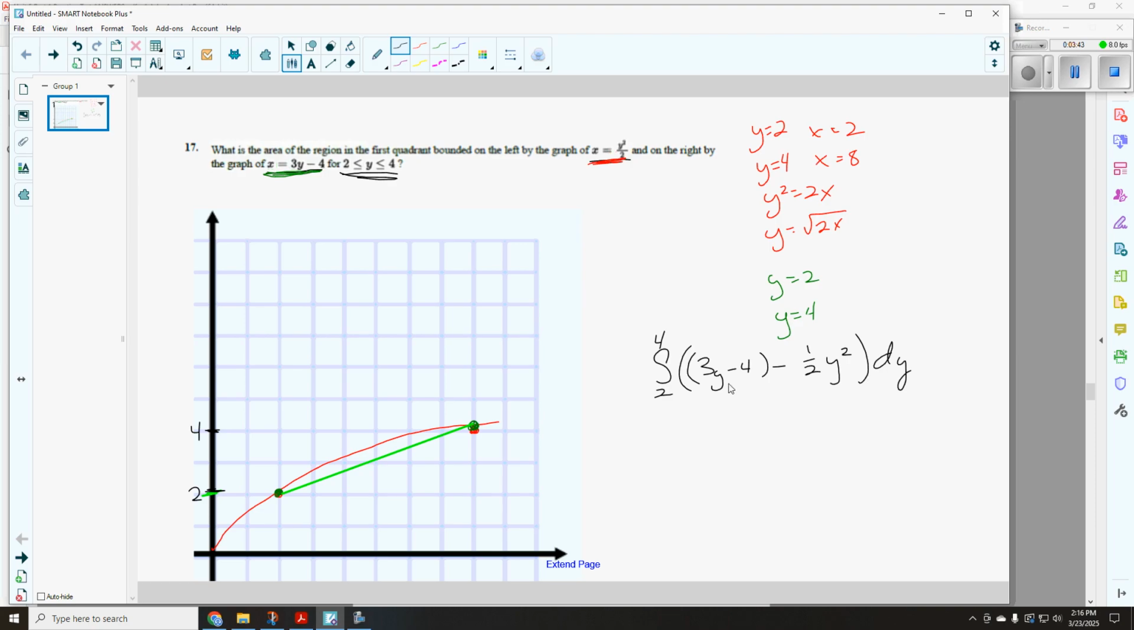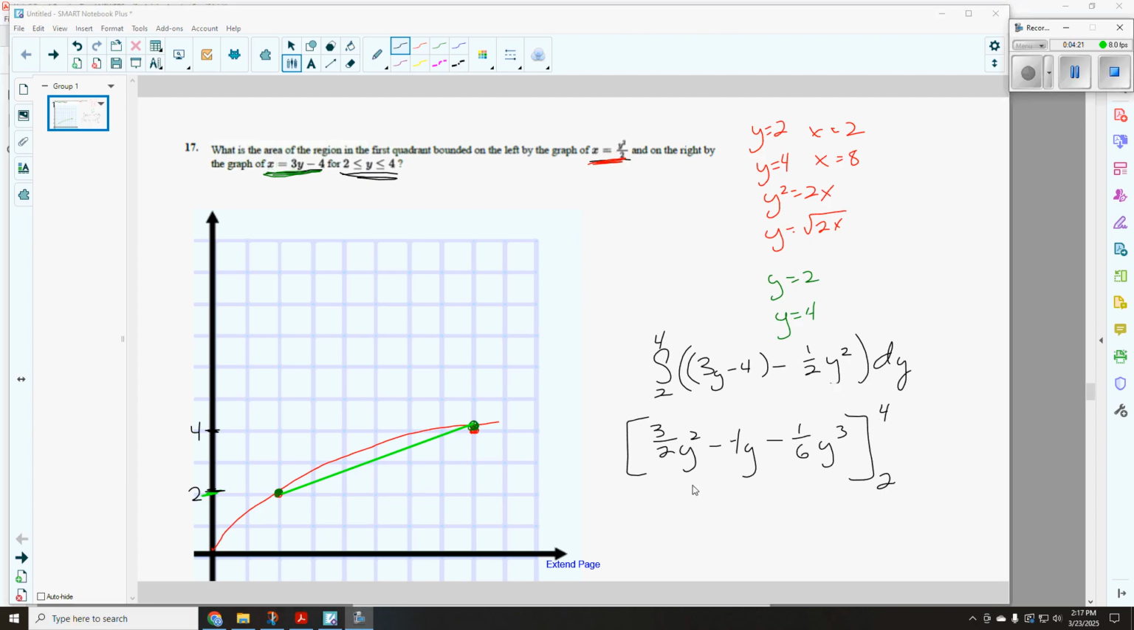Okay, so now all I need to do is find the antiderivative of this and evaluate it from 2 to 4. So this is going to be 3 halves y squared minus 4y minus, that will go to the third, minus what? 1/6 y cubed. And I am evaluating that from 2 to 4. So I'll do a little bit of the arithmetic here.